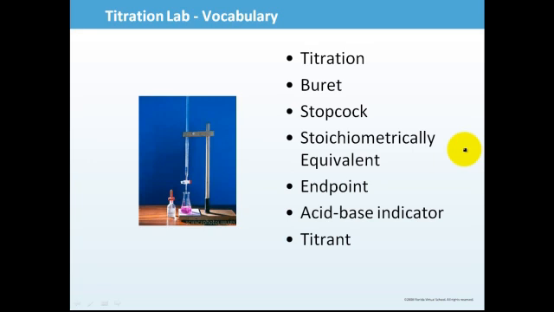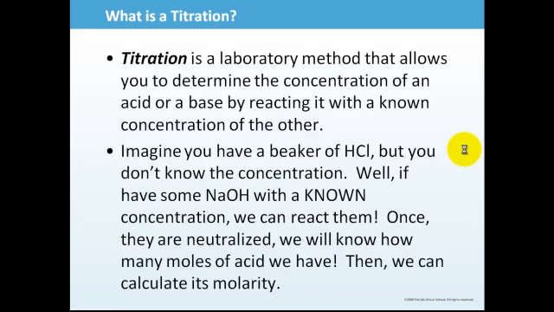We can now use that in a laboratory situation, and we call that a titration. So some terms here that we're going to use: titration, burette, stopcock, stoichiometric equivalent, endpoint, acid-base indicator, and a titrant. So let's just go ahead and walk through each of these a little bit and how they work together. First off, a titration is simply a lab method in which we determine the concentration of an unknown acid or base by using a known acid or base.